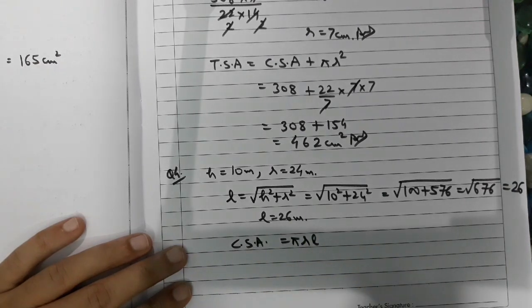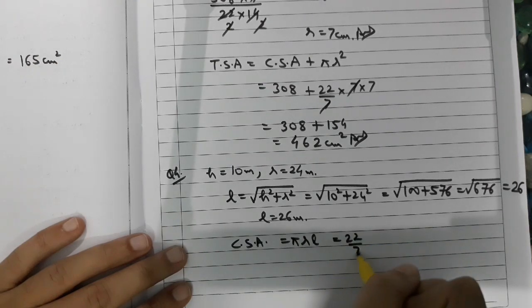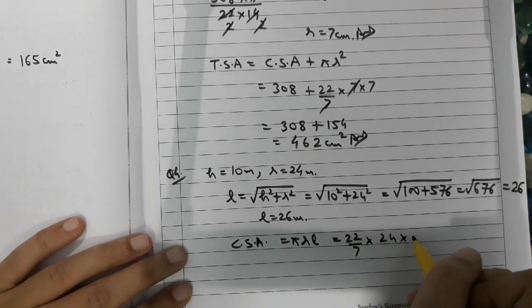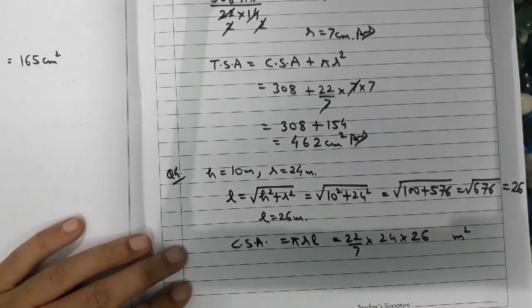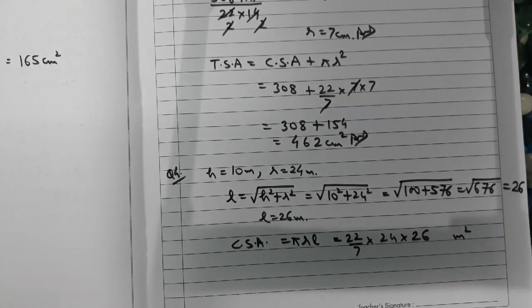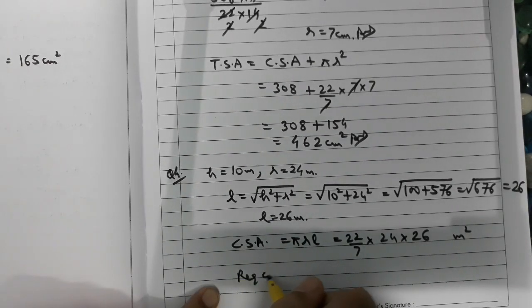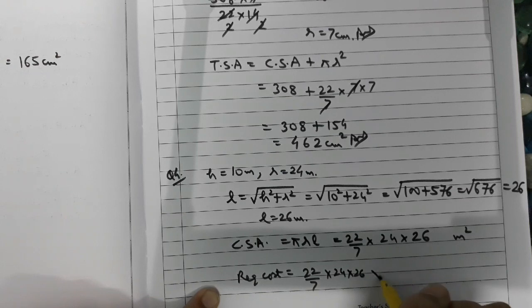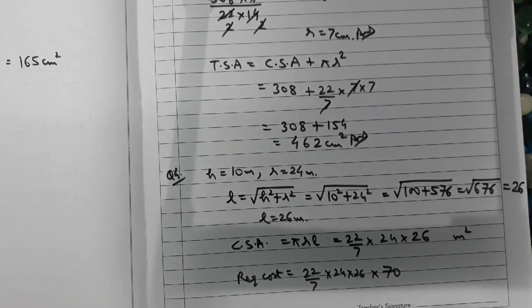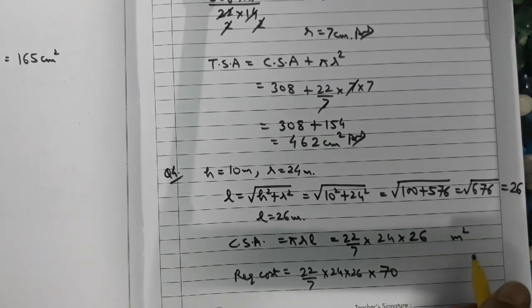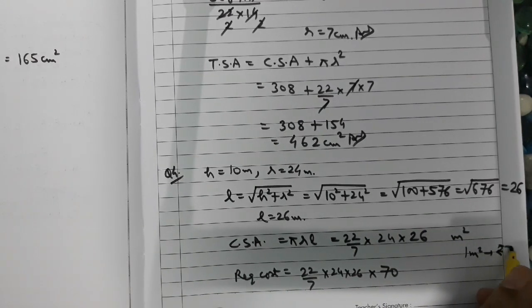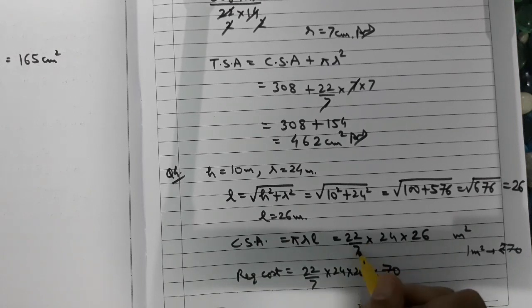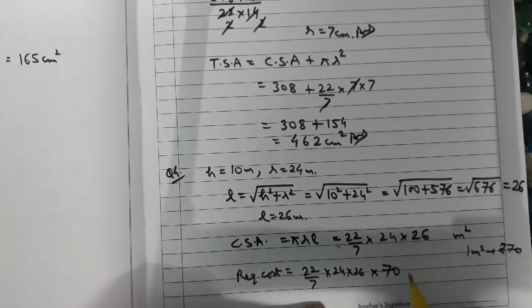We know that curved surface area of the cone is pi rl. We substitute the values. So r is 24 and l is 26. So this is the curved surface area of the cone. After that we have to find out the cost. So the required cost would be this curved surface area multiplied by the rate, because in the question it is given to us that 1 meter square costs rupees 70. So 22 by 7 into 24 into 26 meter square will cost this into 70.